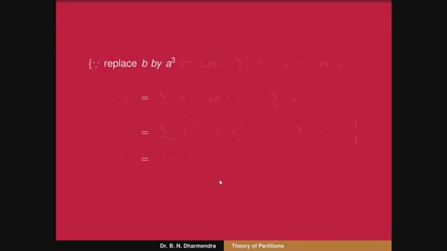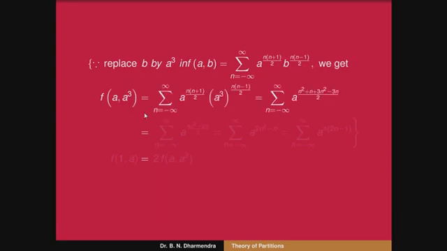When I replace b by a cube in f of a comma b, that is n running from minus infinity to plus infinity a to the power of n into (n plus 1) by 2 into b to the power of n into (n minus 1) by 2, we get f of a comma a cube, that is equal to n running from minus infinity to plus infinity a to the power of n into (n plus 1) by 2 into a cube. You can replace b by a cube here.